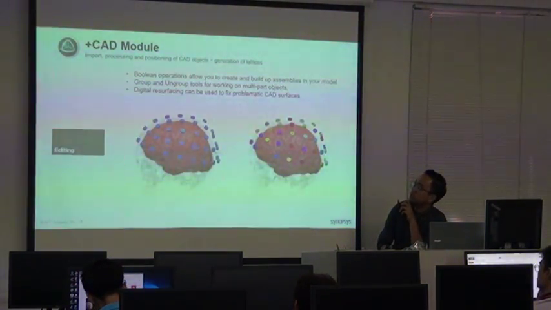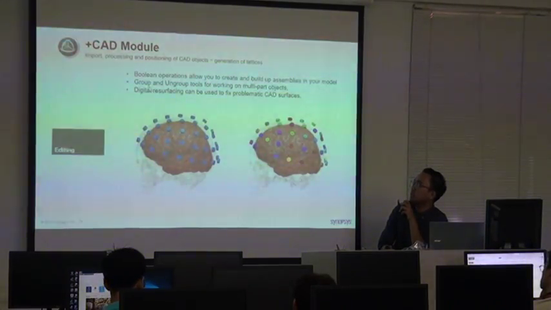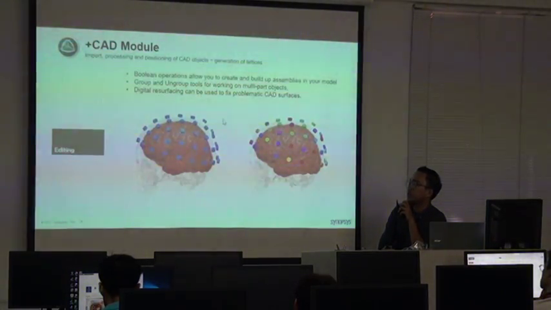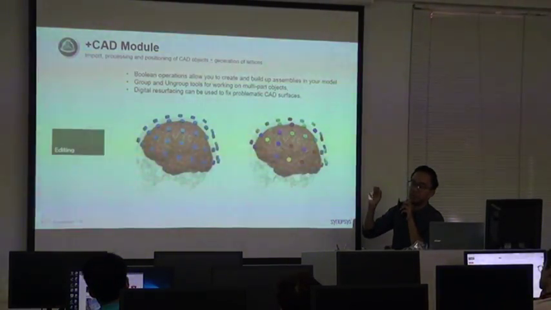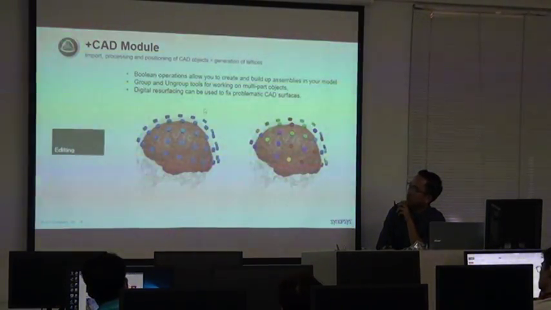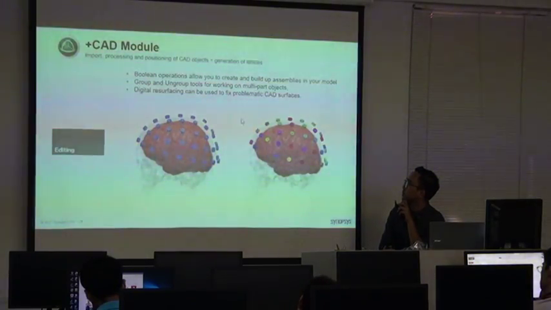Alright, and then we can do basic editing. We can do Boolean operations that will allow us to union two models, or allow us to do a subtraction of two models, etc. And then we can do grouping and ungrouping, and then we can also do a digital resurface.